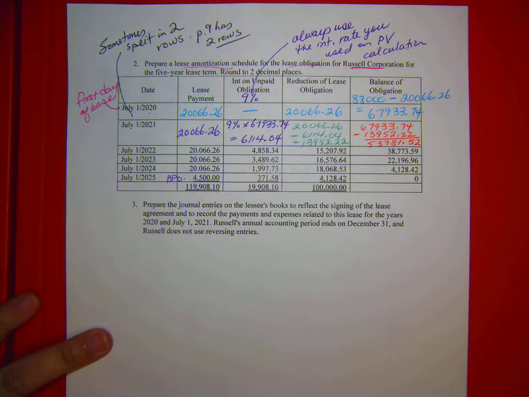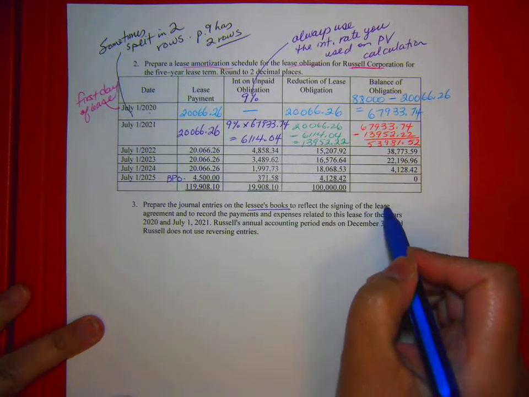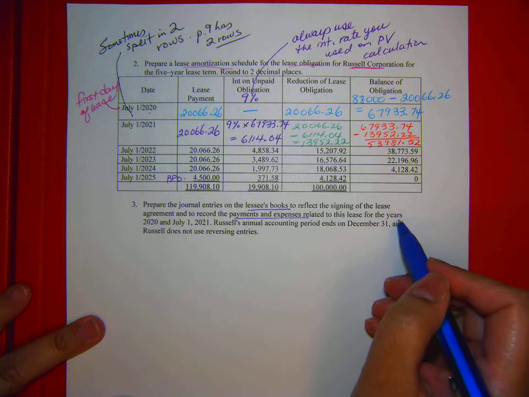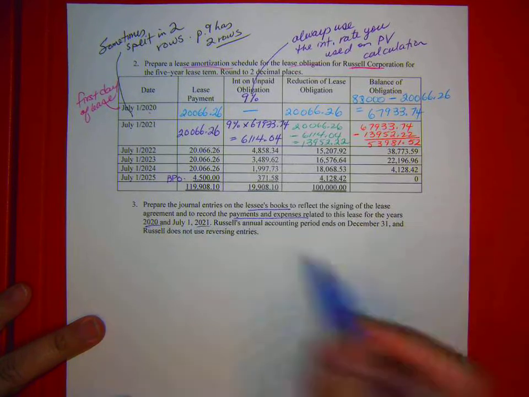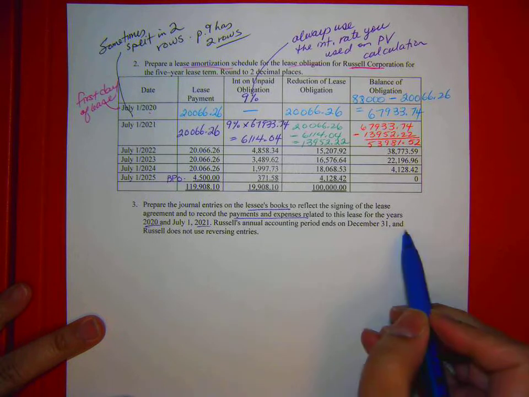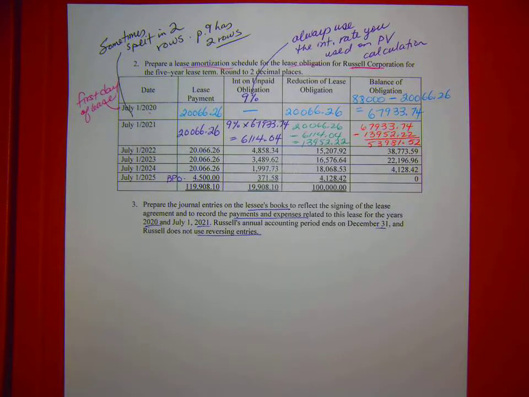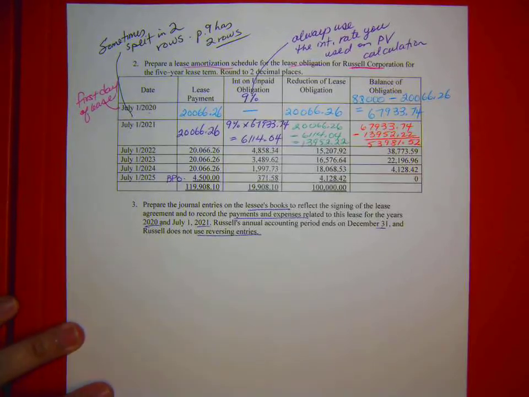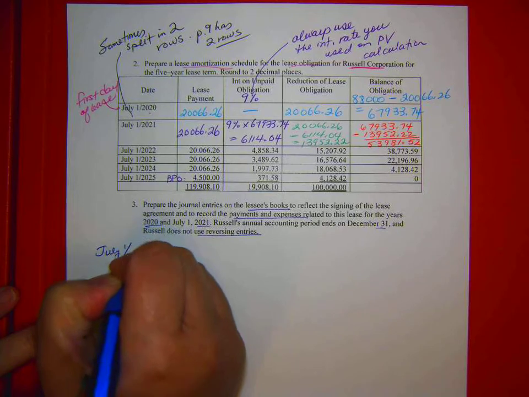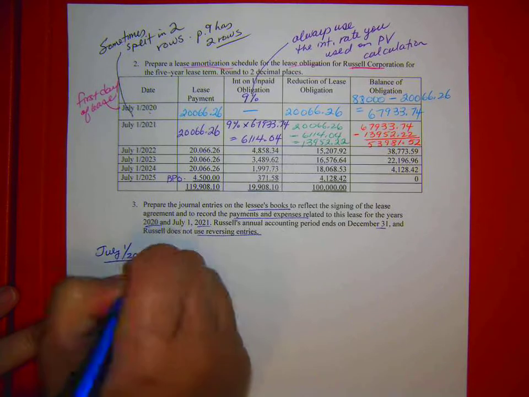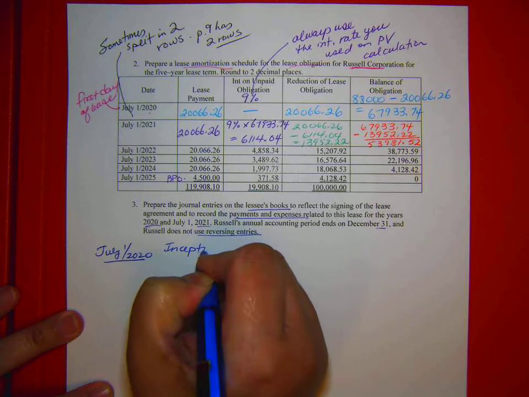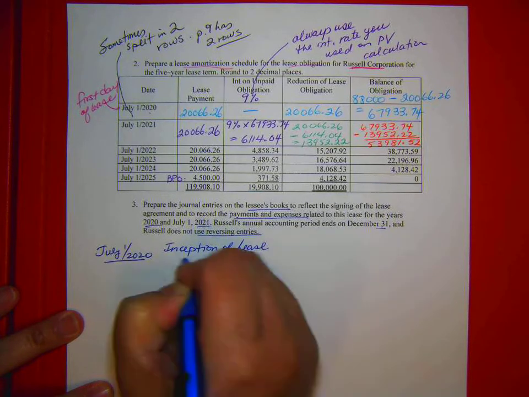Okay, let's do the entries on the lessee's books to reflect the signing of the lease and the payments and expenses related to this lease for the years just 2020 and 2021. The annual accounting period ends December 31st, and they do not use reversing entries. We're pretty much never going to use reversing entries in this course. You learned what they were, and you'll need them for the CPA one day, but right now you don't need them. Okay, so let's start with July 2020, and that's called the inception, which just means start of lease.